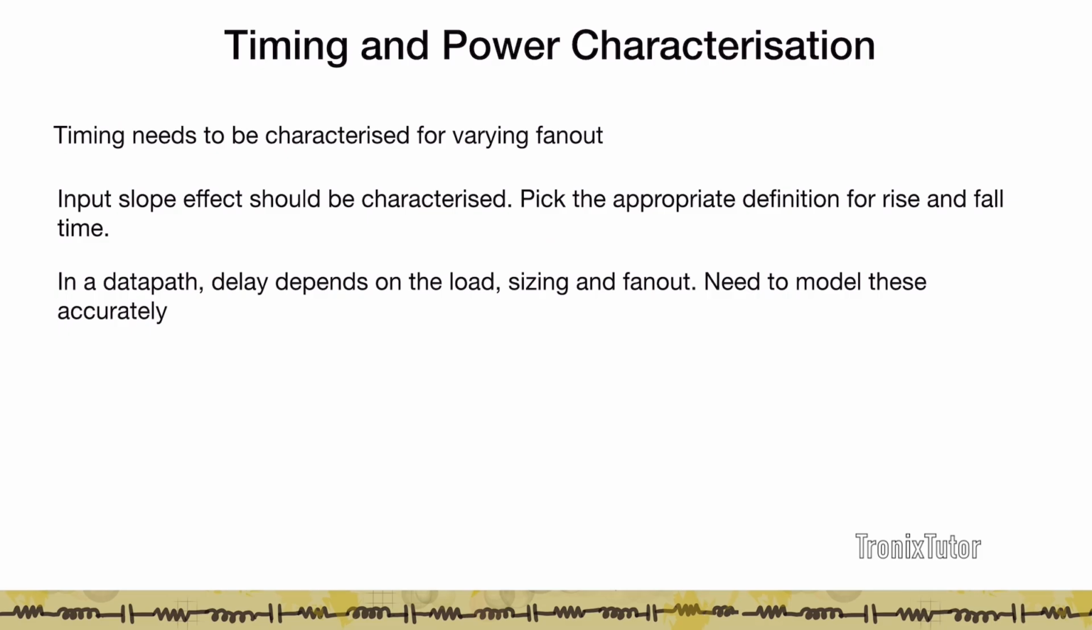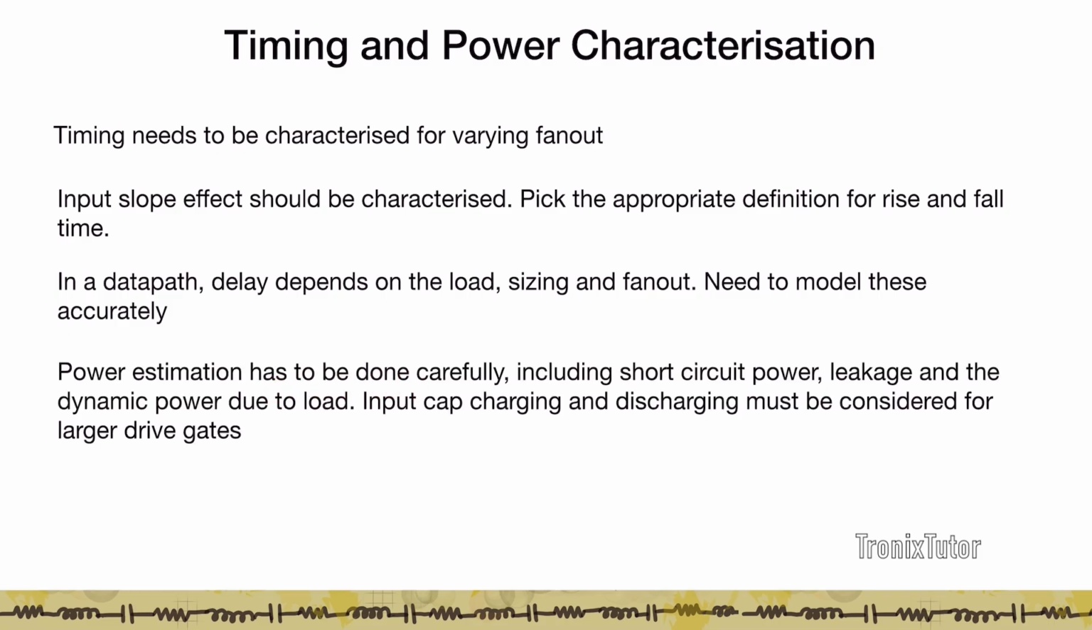So having a good model of the standard cell will reduce the delta that might occur between a post gate level simulation versus a post layout simulation. Now, power estimation also will have to be done carefully, and you need to include the various components of power. Likely would be short circuit power, leakage power, dynamic power, etc.